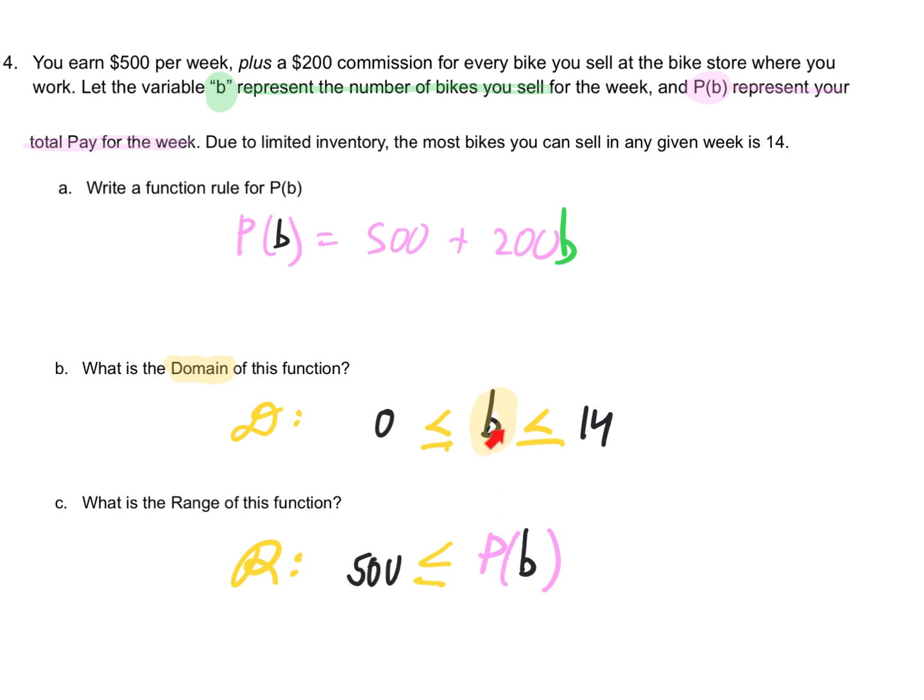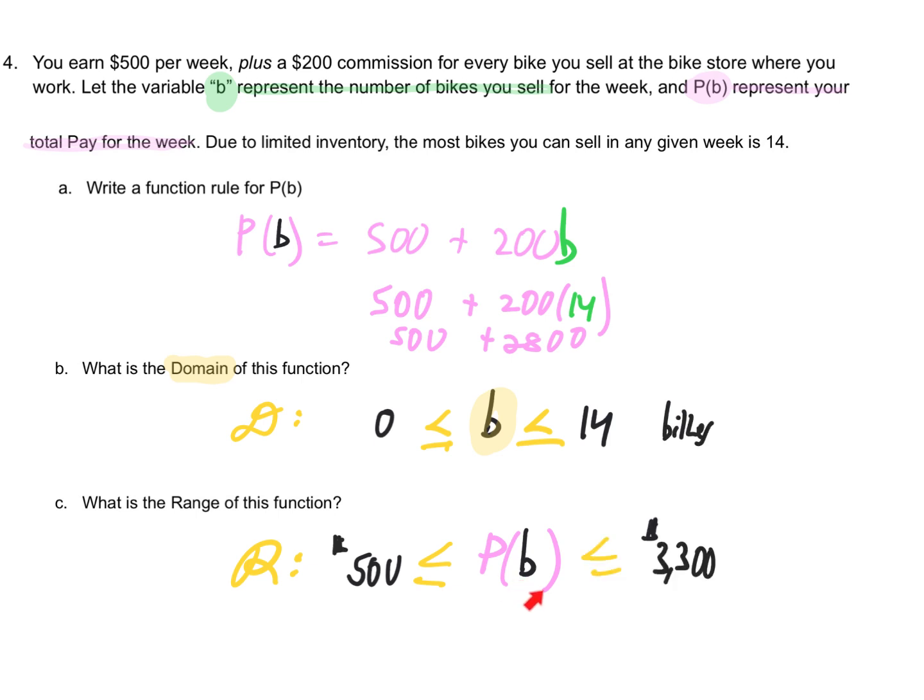And the most money you can make is when you sell 14 bikes. So when we input 14 into our P function to find our pay, how much money do we make? 500 plus $200 times 14 bikes, which is $2,800, for a total of $3,300. So our pay has to be less than or equal to $3,300, but more than or equal to $500, and that is our range.